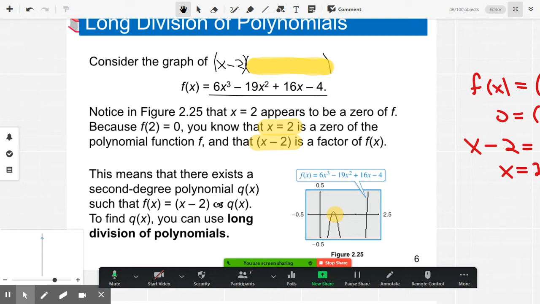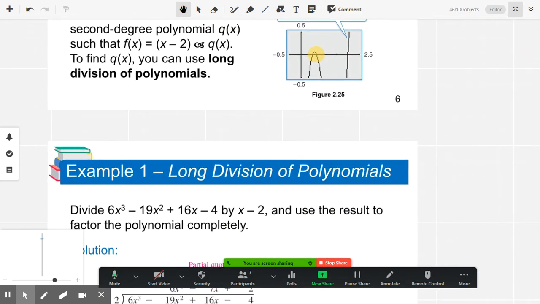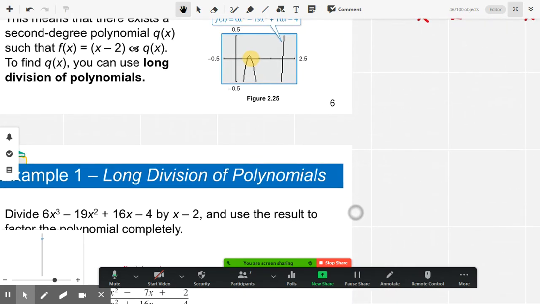Okay. So let's talk about long division. Now, this doesn't have anything to do with zeros. This is just doing long division. All right.